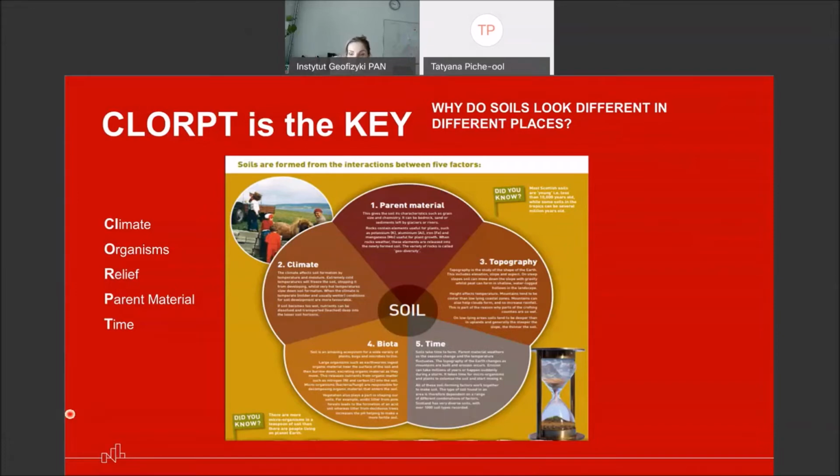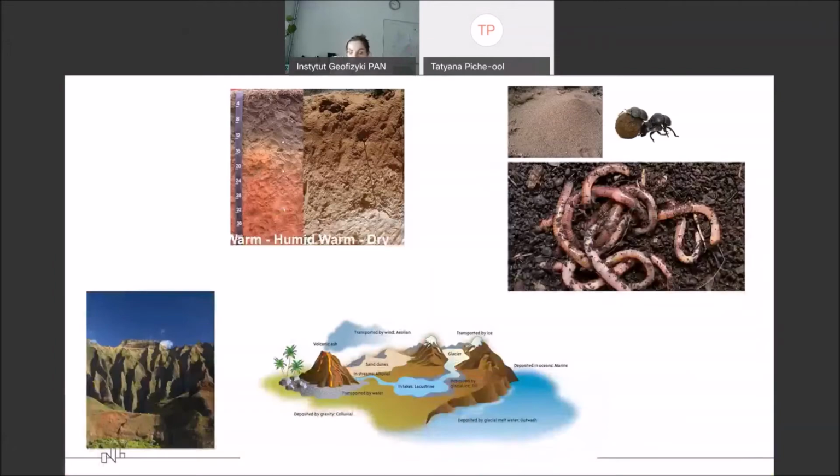So these are those five factors, because the fifth factor is actually time. It all takes time, to begin with the parent material to start breaking down, and the formation of all that. So that's basically it. The difference between humid warm and dry climate, starting with the same basic material. This is the climate factor affecting what the soil looks like.